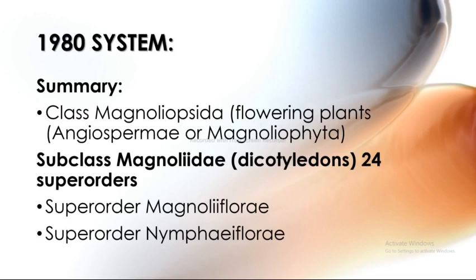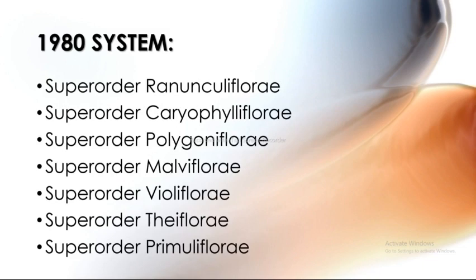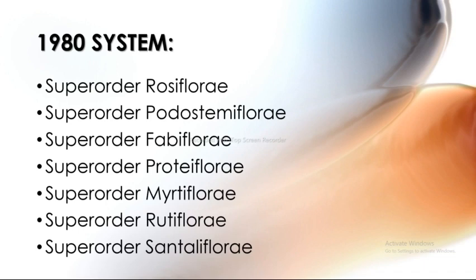The summary includes the class Magnoliopsida, the flowering plants Angiospermae or Magnoliophyta, subclass Magnoliidae, Dicotyledons, which includes 24 superorders. The first superorder is Magnoliiflorae. Next is Nymphaeiflorae. Next is Ranunculiflorae, then Chirophiliflorae, Polygoniflorae, Malviflorae, Violiflorae, Theiflorae, Primuliflorae, and Rosiflorae.